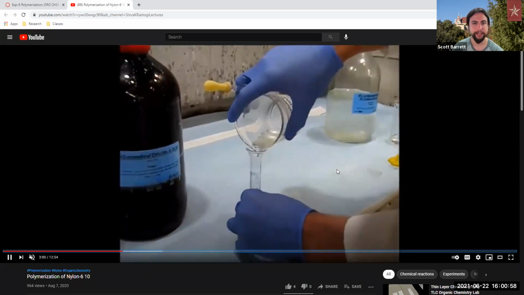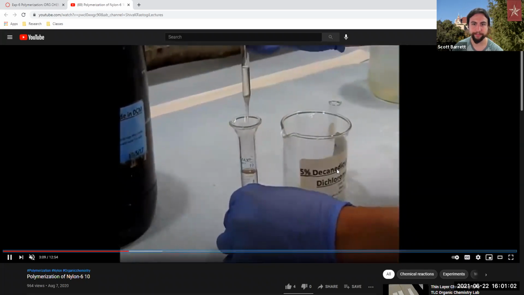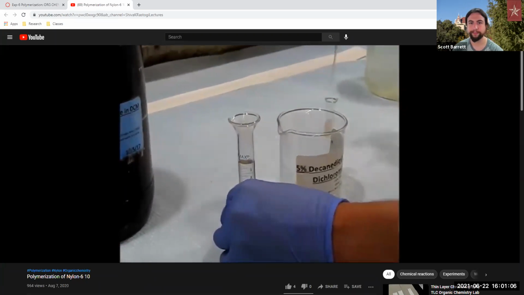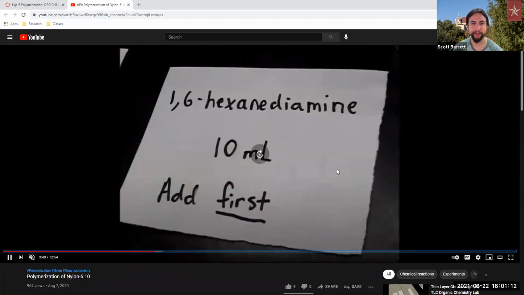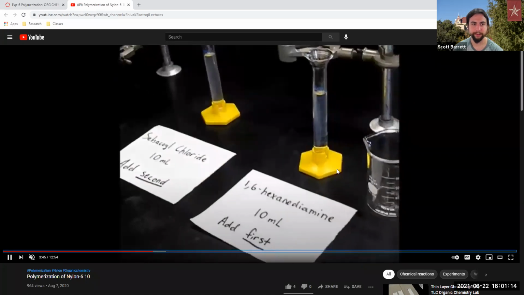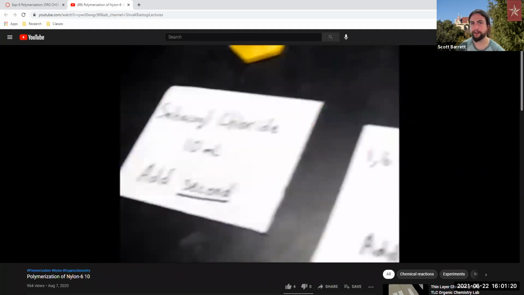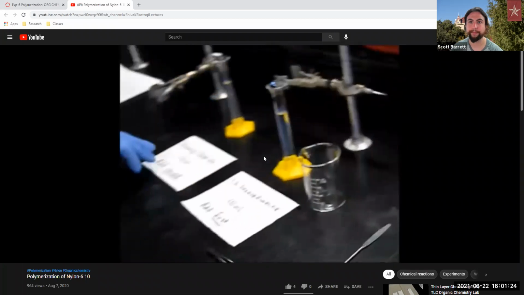So let's get started over here, and we're going to measure it out through decane dichloro. And then you're going to have a separate graduated cylinder over here. Okay, so you have over here on the side 1,6-hexadiamine, and then on the other side you have your sebacoyl chloride.